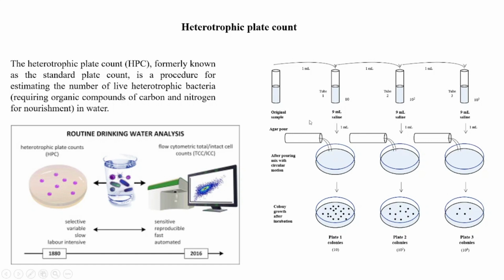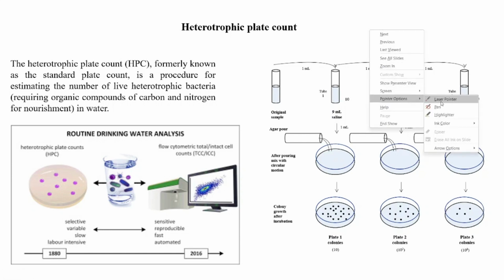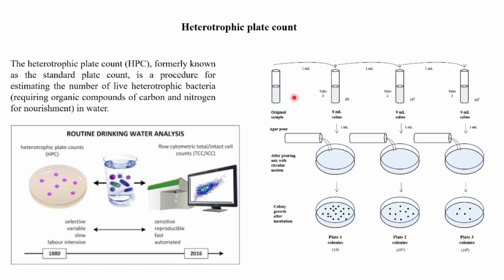You take the original sample, it can be any sample. Let's talk about drinking water, water analysis. We take the water, this is the original sample, and we do a lot of serial dilutions. You can see here 9 ml, 1 ml of the original sample we put into the second tube, and the other 9 ml is saline. So basically we are doing serial dilutions at each step, and then we pour agar. Luria agar is a solid medium on which bacteria grow. It's not selective.